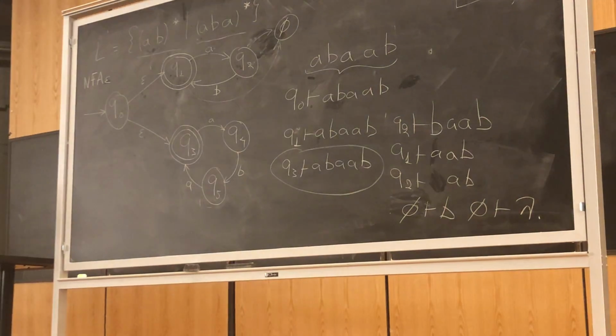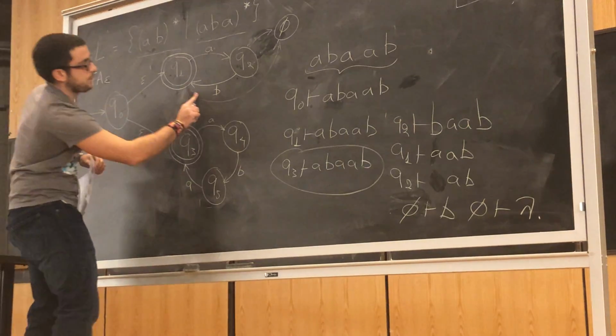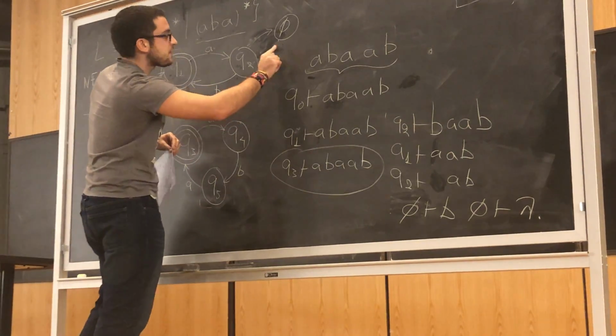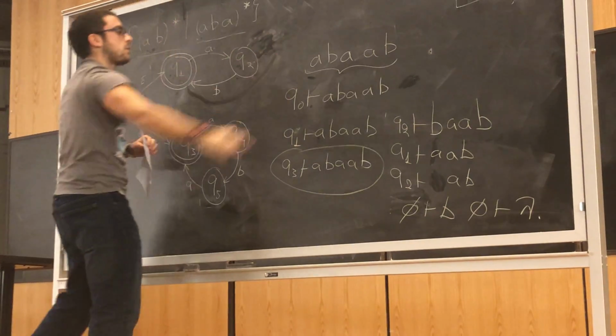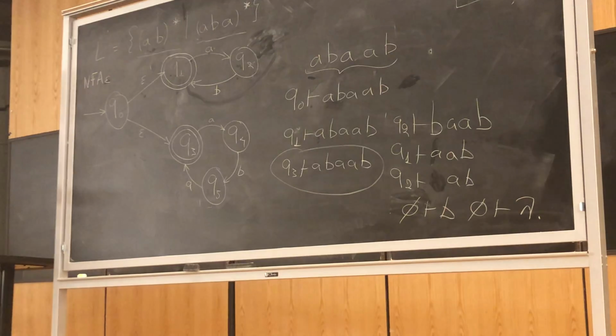Q1 rejects with a B, right? And Q2 rejects with a, sorry, the rejection state. Q2 is the rejection state. We don't need to define them specifically, not even the rejection state. We silently assume them. Okay?